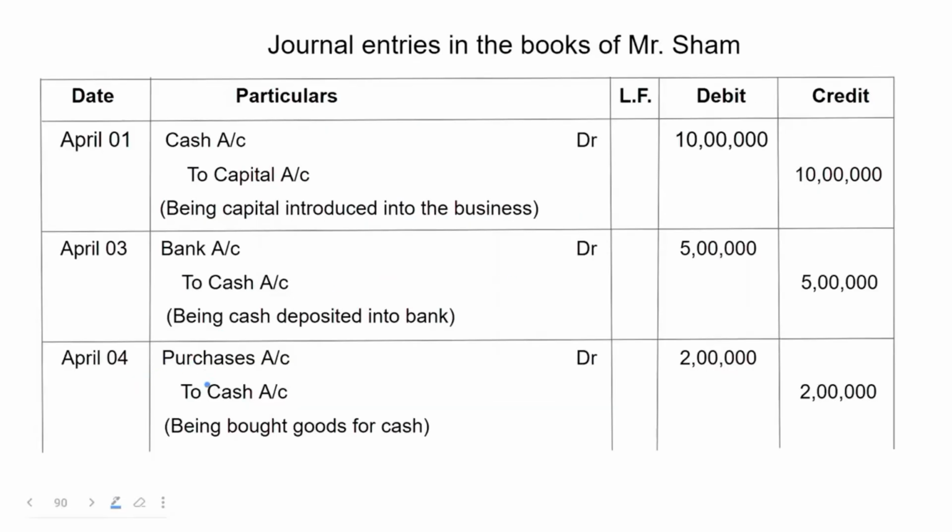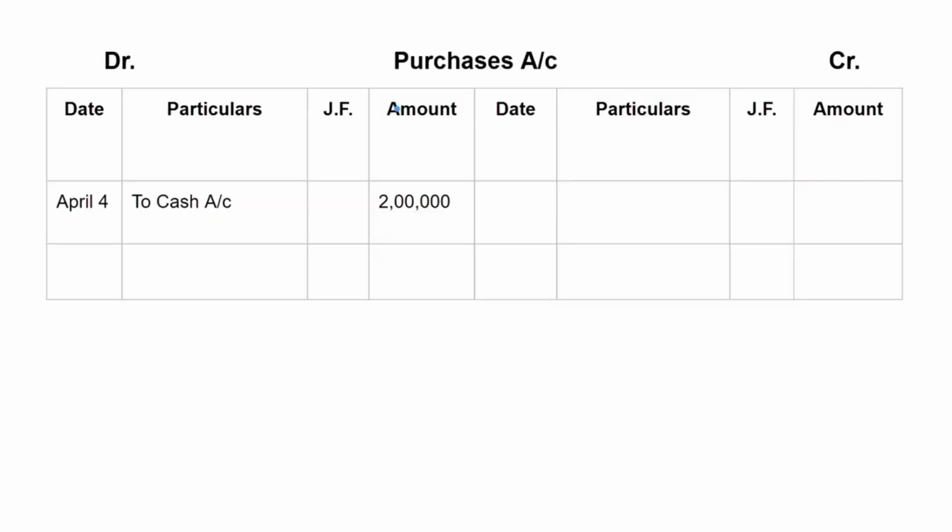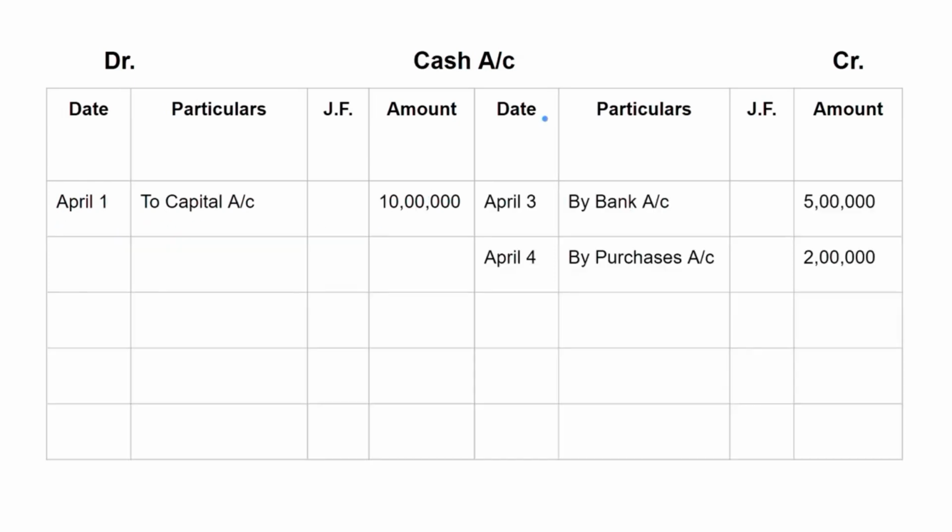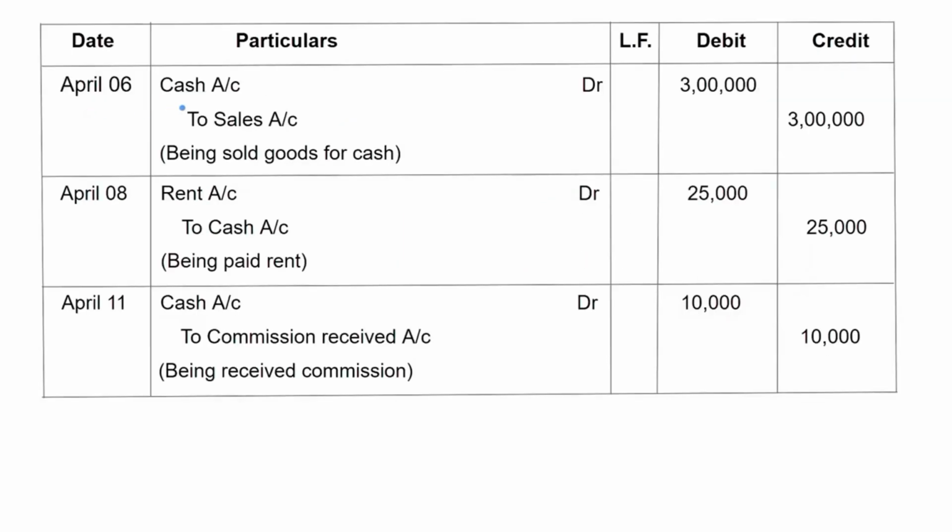April 4th, purchase account debit 2 lakh rupees to cash account 2 lakh rupees, and we record it as in purchase account debit side to cash and cash account credit side by purchases 2 lakh rupees. Let's see how we'll record it. Purchase account debit side April 4th to cash account 2 lakh rupees, and the next account is cash account credit side April 4th by purchase account 2 lakh rupees.